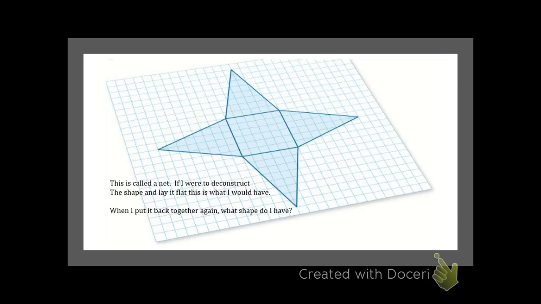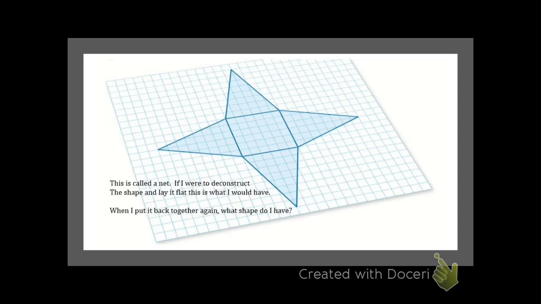This is an example of what a net is. They took this shape, they deconstructed it. They cut it down the sides and they laid it out flat to show you the surface area that it takes up. All right, so this is called a net. It's where you sketch it out and you kind of deconstruct your shape a little bit so you know that you're going to be finding the area of a square, and you're going to find the area of not 1, not 2, but 4 triangles.